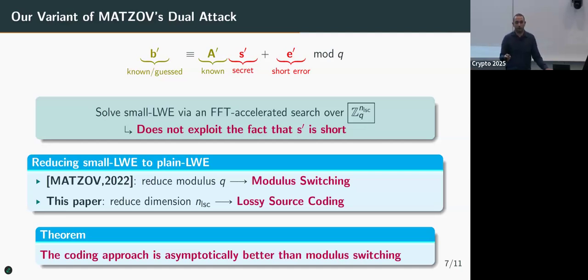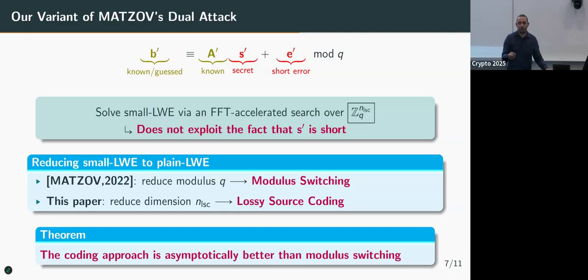Now, to solve this new small LWE problem, one only has to make an exhaustive search to find the secret vector S prime, which we can accelerate using a fast Fourier transform. The search is made on the search space Z_Q to the N LSC, where S prime lives. But by doing an exhaustive search on this space, we do not exploit the fact that S prime is short. To exploit this, we can reduce the new small LWE problem to a plain LWE problem. There are two strategies for that. The strategy of Matzov consists in reducing the modulus Q, so we reduce the search space drastically.